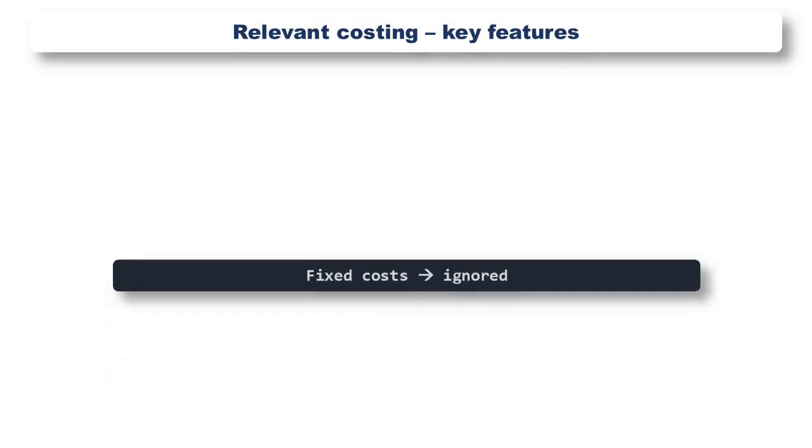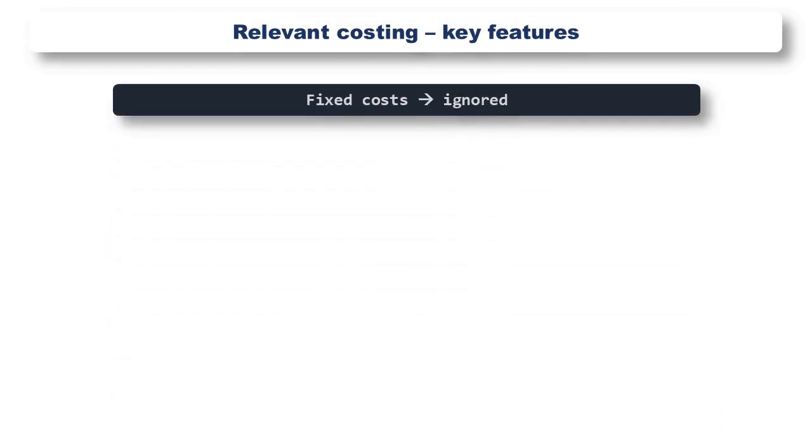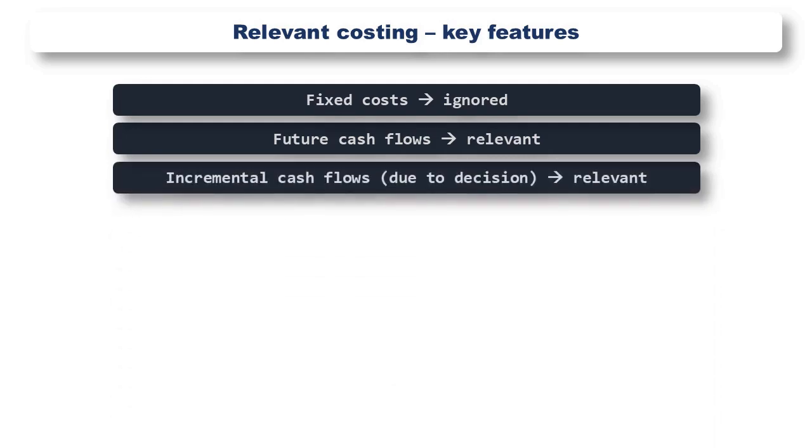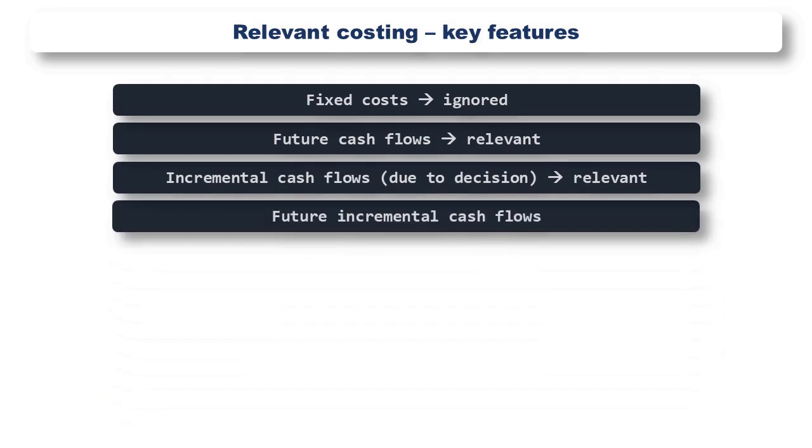Before we move on, we need to remember a few key features of relevant costing. So as a reminder, fixed costs are ignored unless they change as a result of the decision. We only consider future cash flows, and we only consider changes in those cash flows as a result of the decision we are making. So we are only interested in future incremental cash flows.